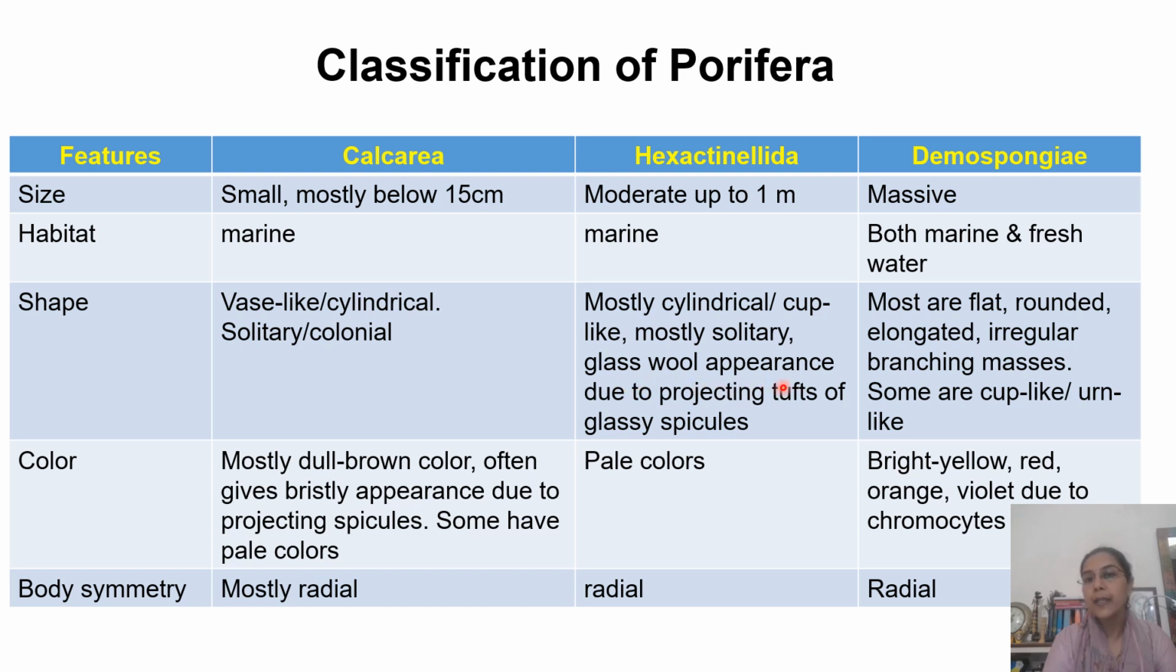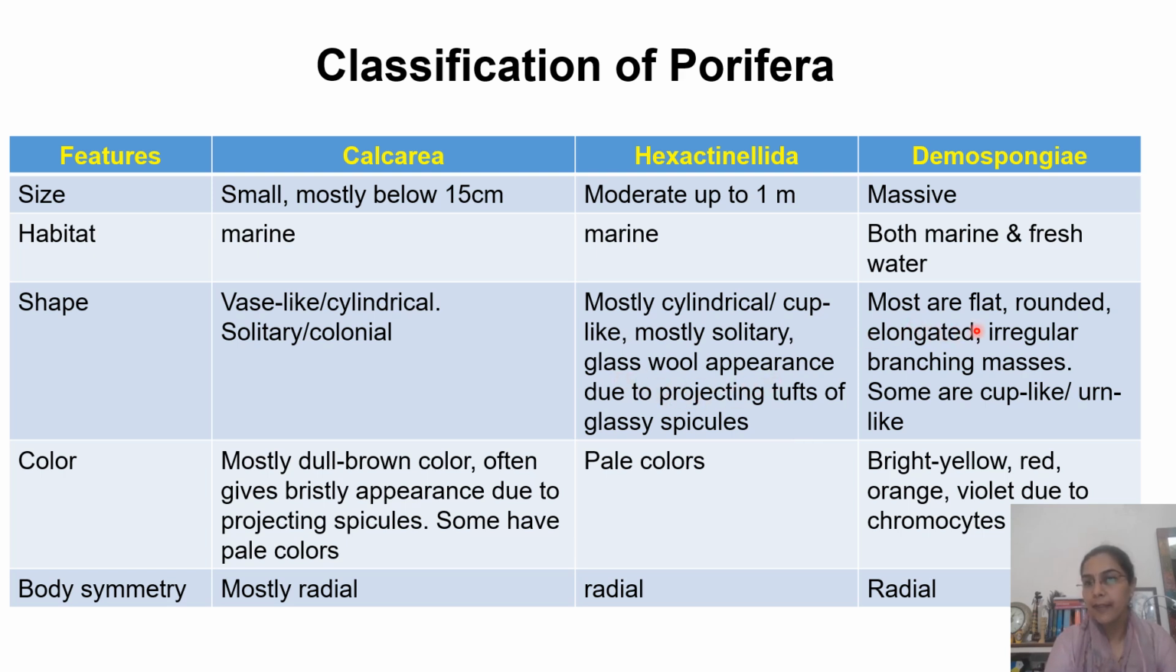अब ये glass wool appearance किस वजह से होता है? Because of the projecting out of the tufts of glassy spicules. यहाँ जो spicules present हैं वो गुच्छे में present होते हैं. आगे हम देखेंगे siliceous spicules होते हैं and they project out of the pinacoderm layer, and since they are present in tufts, they are present in groups, so it gives it a glass wool appearance.